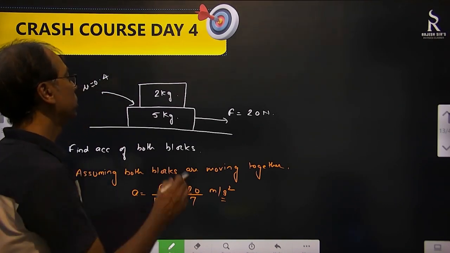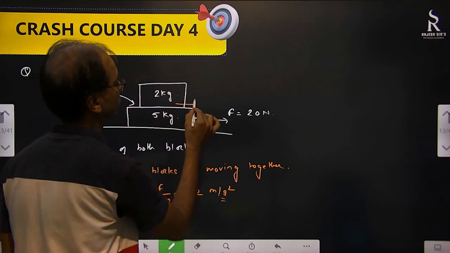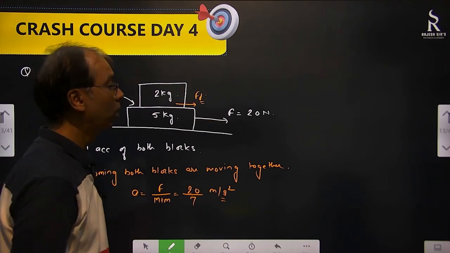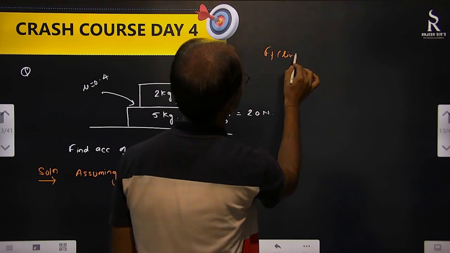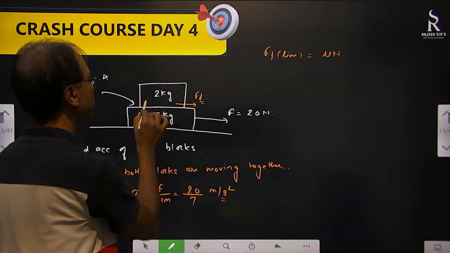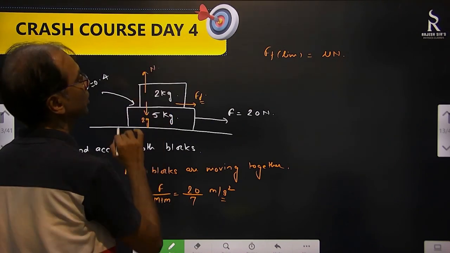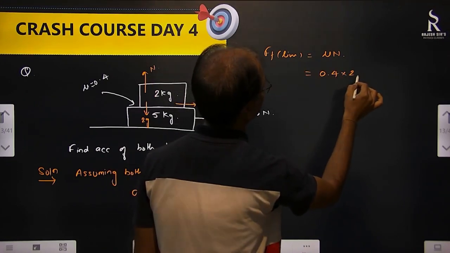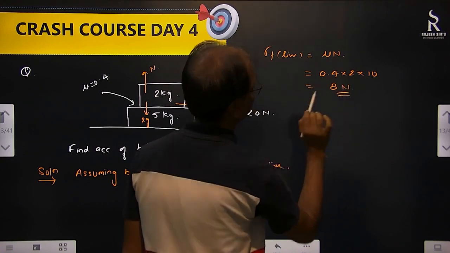Okay. So now the question is, who's making it move? Friction. Okay. So how much is maximum friction? Static limiting friction is how much? Say mu n. And n in this case is what? Mg, we know that, 2g here, and this is n. Okay, so force of friction limiting is 0.4 into 2 into g, that is 10, 8 Newton. Force of friction is 8 Newton.